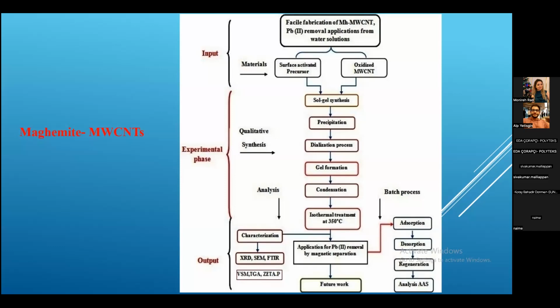So the maghemite multi-wall carbon nanotubes were produced by two major steps of synthesis, which were surface activation and then forced nucleation, which ends with an isothermal treatment at different temperature conditions to obtain different types of polymorphs. Maghemite multi-wall carbon nanotubes were later applied for lead separation from water samples by a magnetic technique using an external magnet.